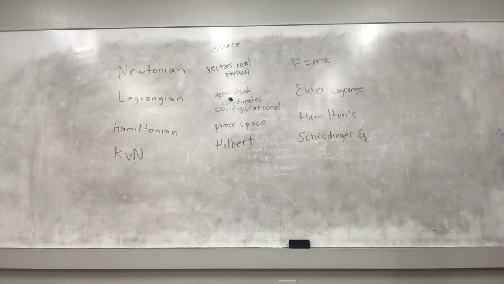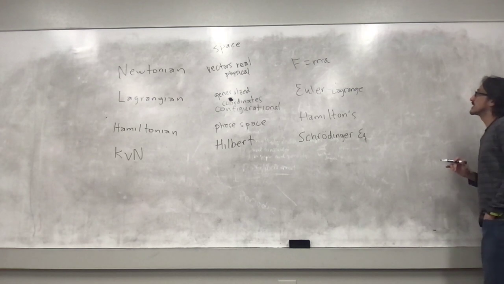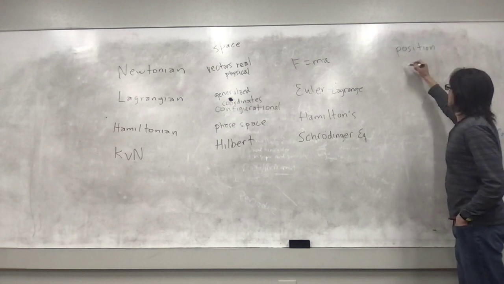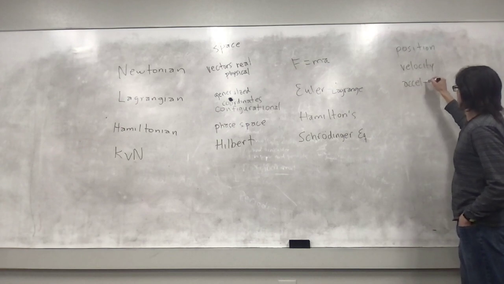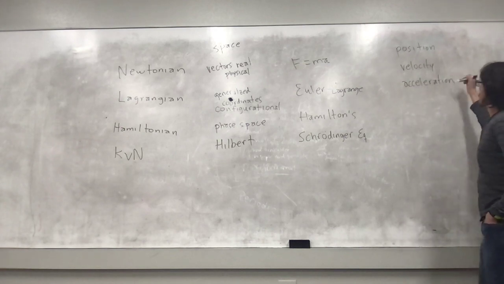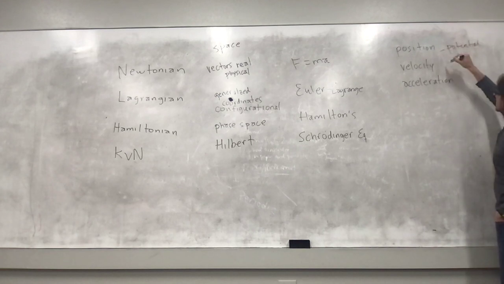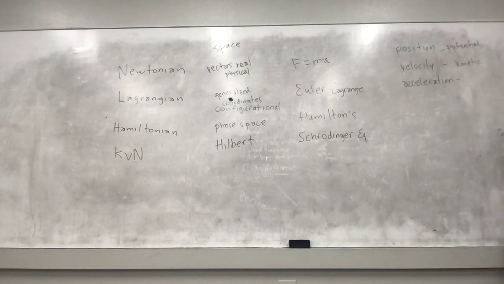The components, I guess the quantities of motion that you saw in your first physics class, are position, velocity, and acceleration. So this one is related to the potential energy. This one is related to the kinetic energy. And this occurs when you have a change between these two.